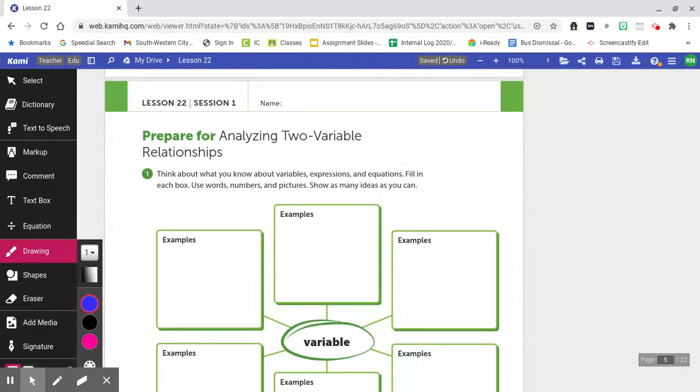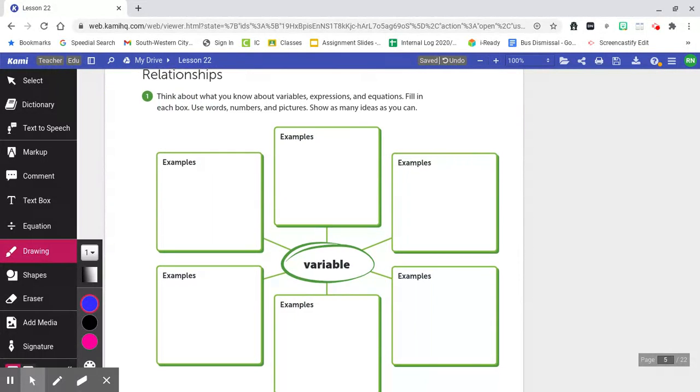We're just going to do the beginning part with you before you are to do your assignment. Think about what you know about variables, expressions, and equations. Fill in each box. Use words, numbers, and pictures. Show as many ideas as you can. So I'm going to help guide you on this a little bit. When we think of variables, and they ask for 6 different examples of a variable, of course, we know variables are represented by letters. So it could be X or Y or B. It could be any letters that are representing it.